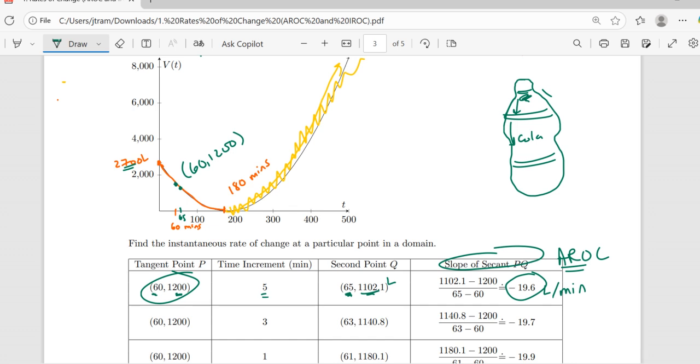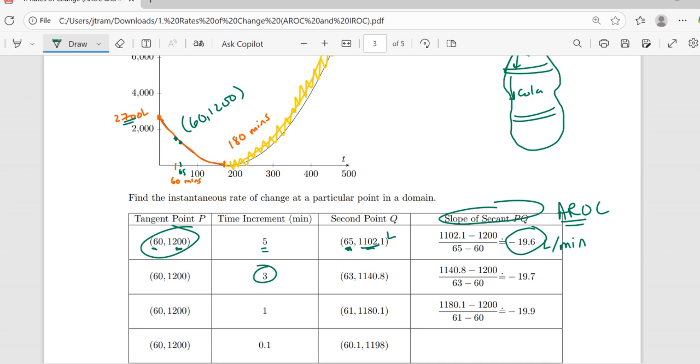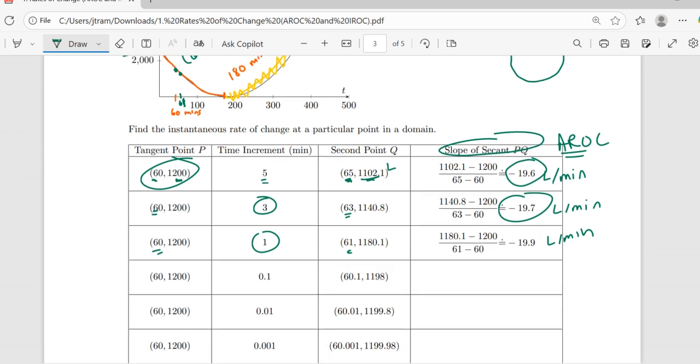We want it to be more accurate, so let's decrease the increment to 3 minutes, which means we're going to look between 60 minutes and 63, and again use the same formula, y2 minus y1 over x2 minus x1, and we find that it's roughly 19.7 liters per minute. Still not quite accurate enough, so we're going to go even closer and choose 60 minutes and 61 minutes. We can see that it's roughly negative 19 liters per minute. So you can kind of see what we're trying to do is decrease the time increment to get it as close as possible.